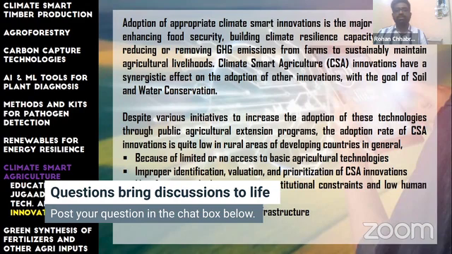adoption rate of climate smart agriculture innovations is quite low in rural areas of developing countries in general, and especially in India. And that is primarily due to limited or no access to basic agricultural technologies, improper identification, valuation, and prioritization of climate smart agriculture innovations, misinformation, high uncertainty, institutional constraints, low human capital with desired skill sets, and low input availability and poor infrastructure, which is hindering the adoption of climate smart agriculture innovations in the farms.